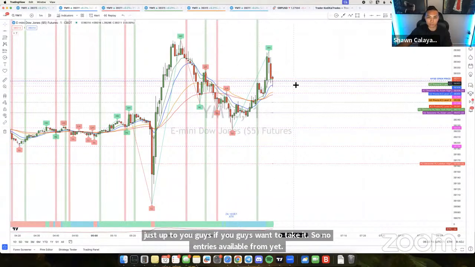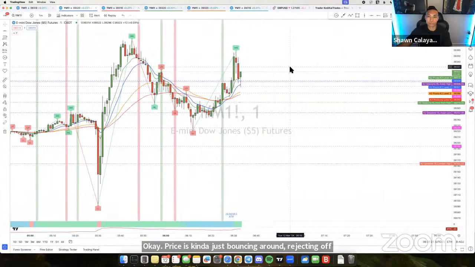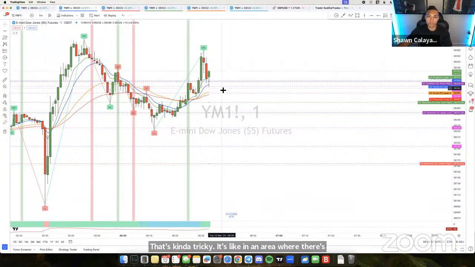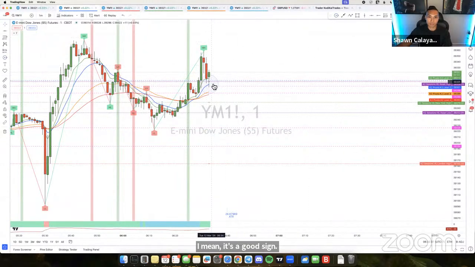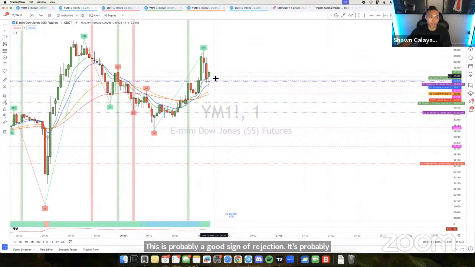Price is kind of just bouncing around. It's rejecting off the sessions right here. PRB is pushing up into profit. But it's kind of tricky. It's in an area where there's a ton of red flags. There's sessions right here, Asia high. I mean, this is a good sign. If it rejects off the Asia high like that and off the pivots, this is probably a good sign of rejection, and it's probably going to push up from there. There's just a lot of manipulation that happens around the sessions.